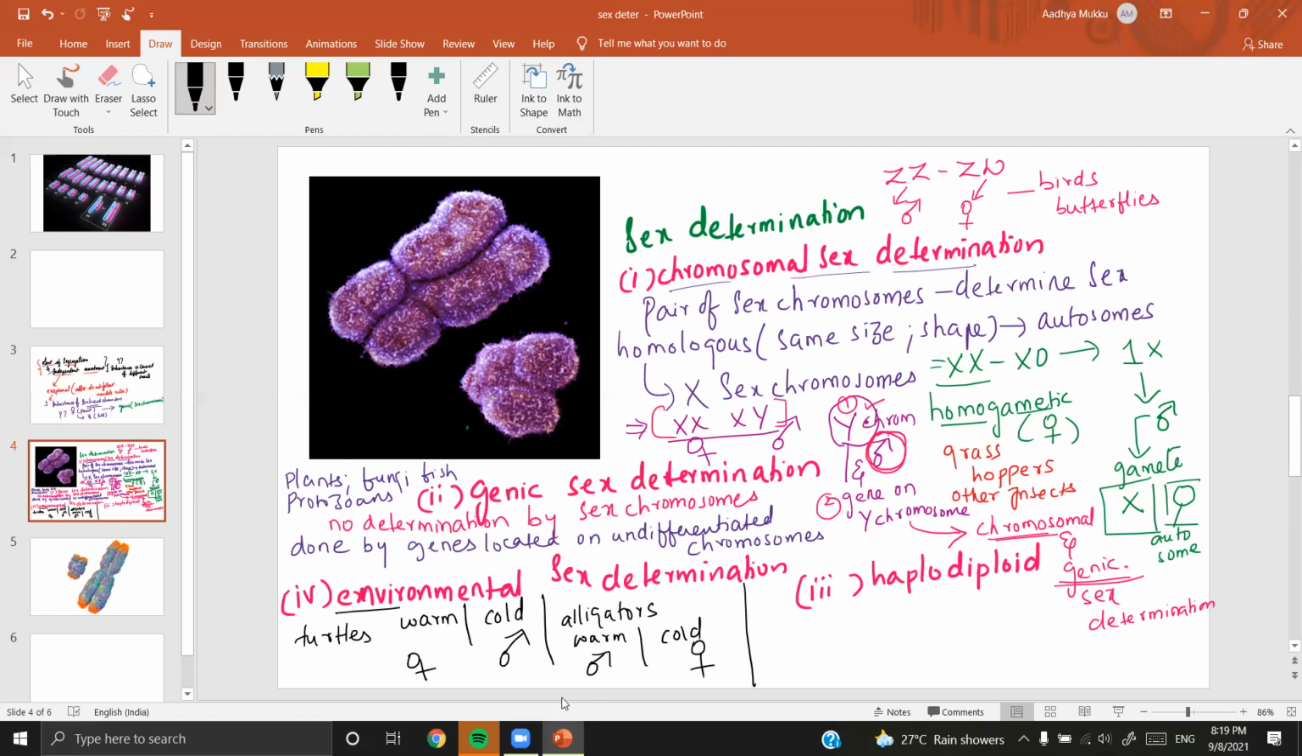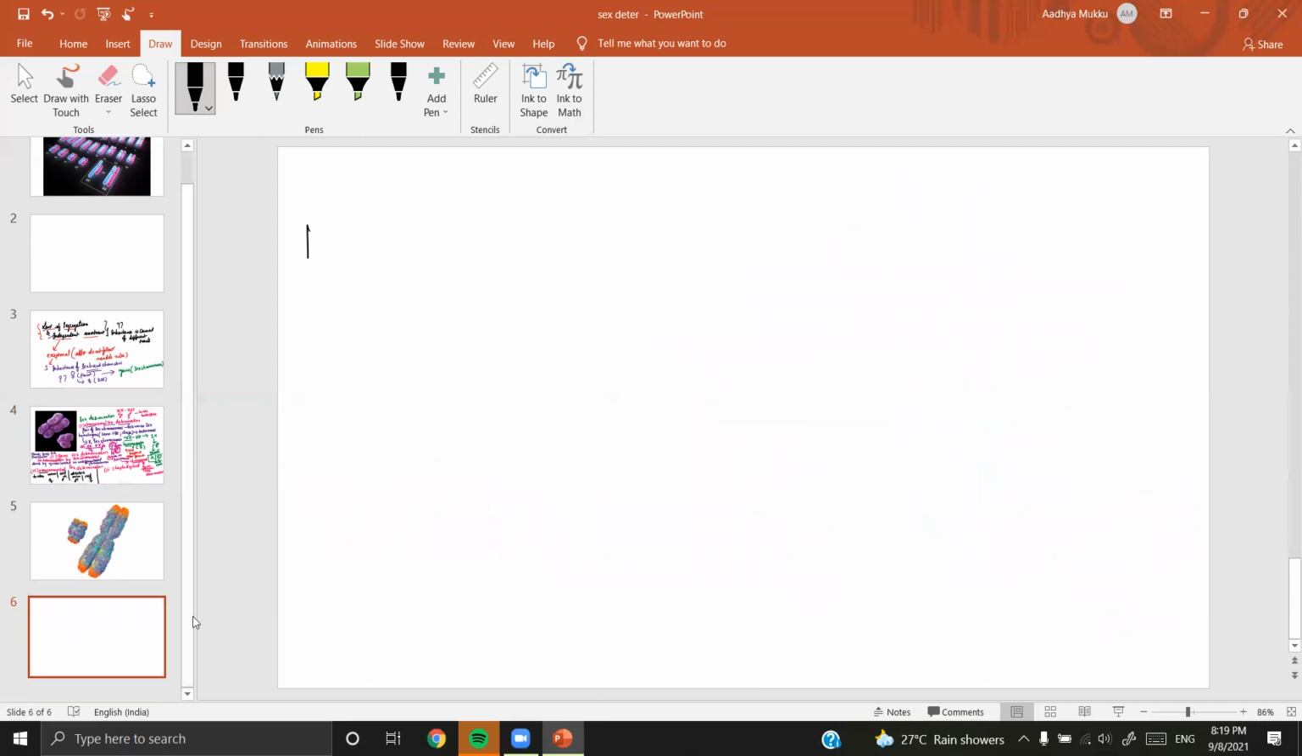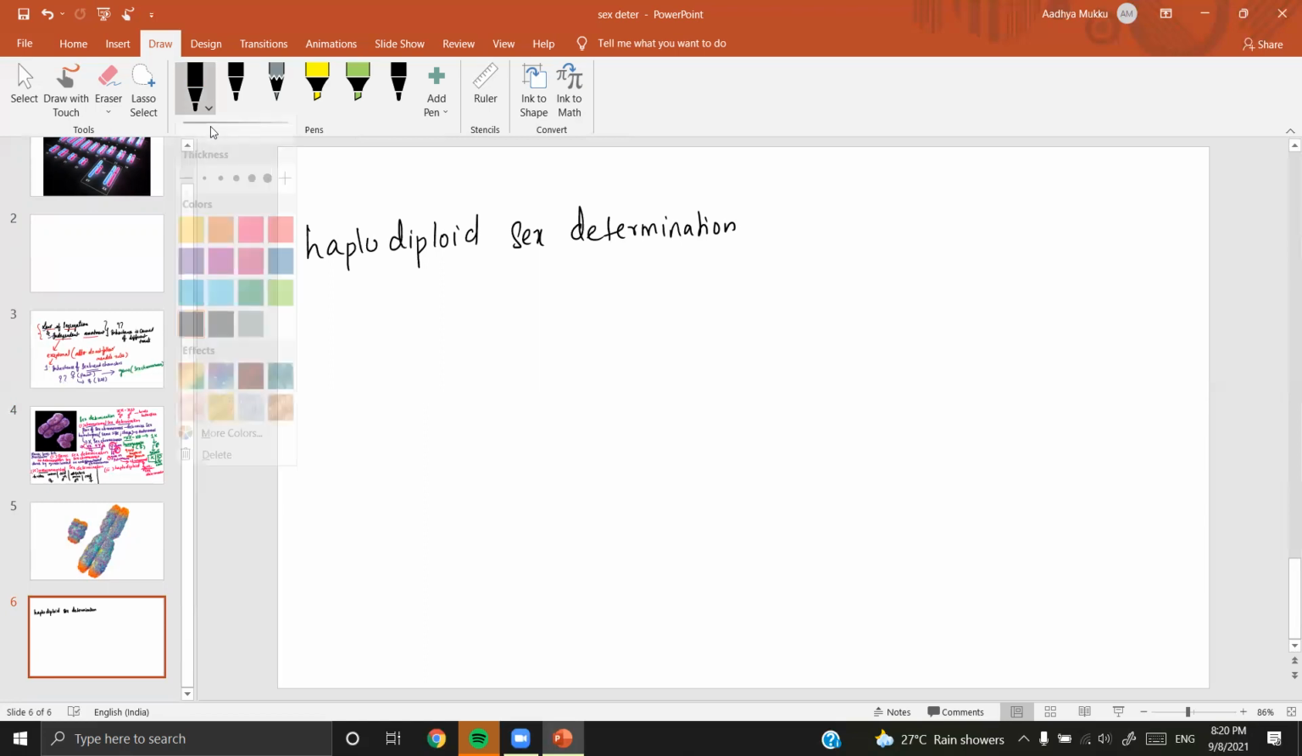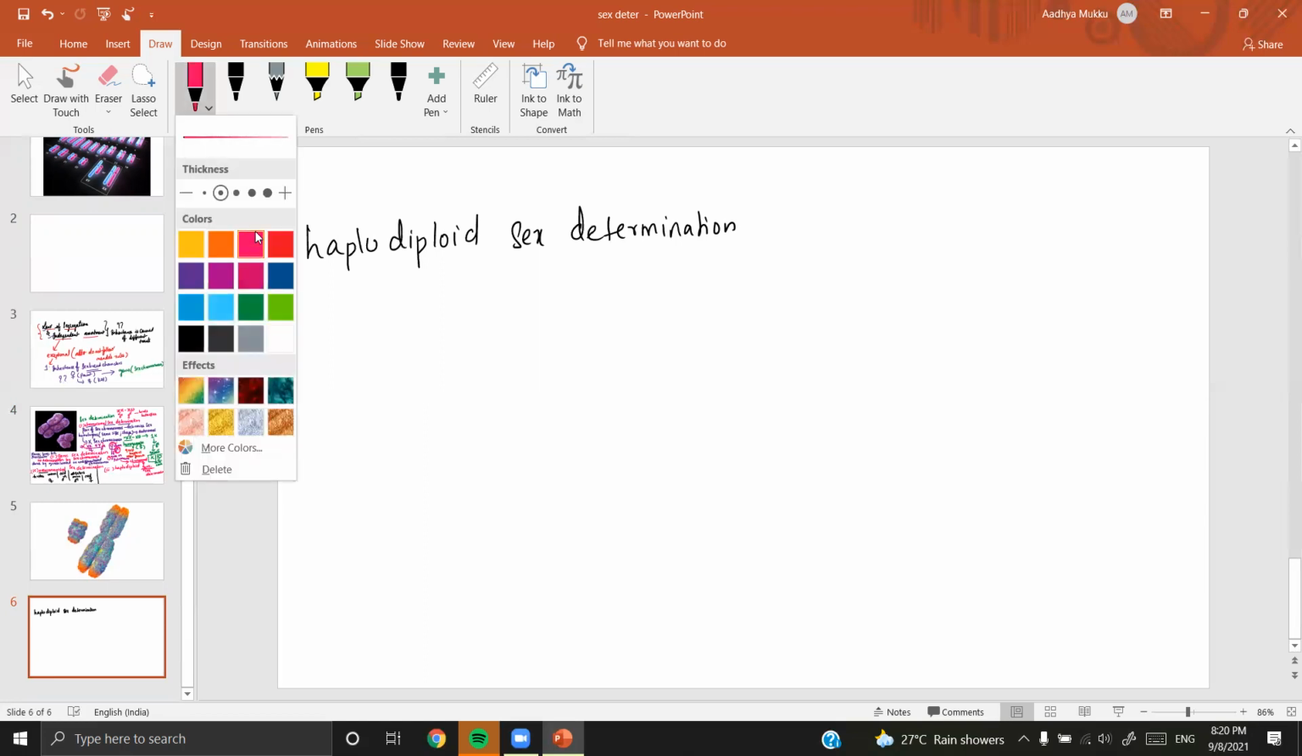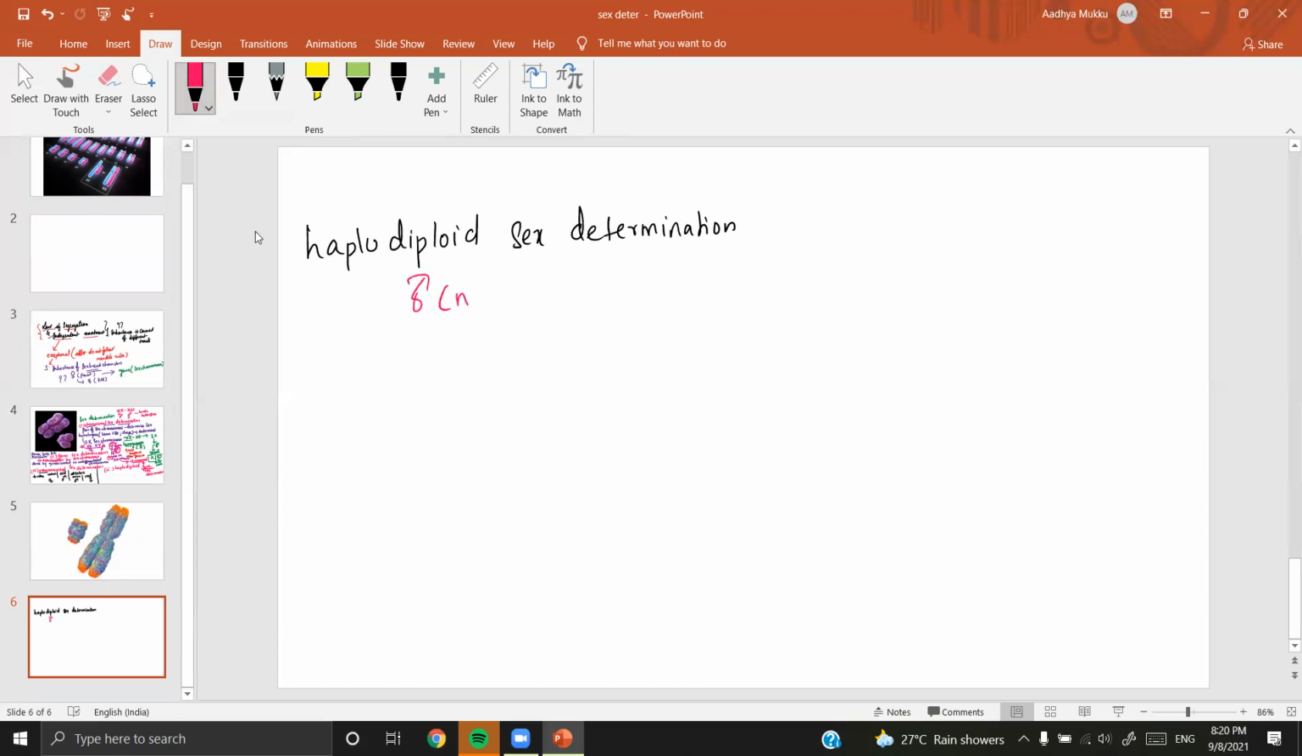Okay, and coming on to the haplodiploid. So let me take a new page and explain the last one, which is called the haplodiploid way of sex determination. Okay, how is this done? So first, children, remember that in the haplodiploid, we can see that usually males are haploid and the females are going to be diploid in nature.